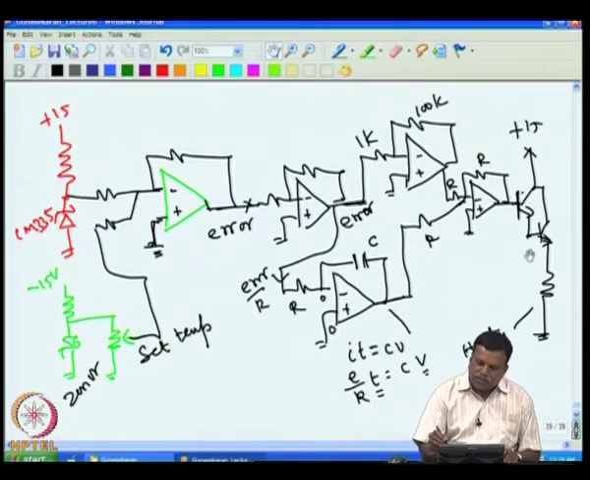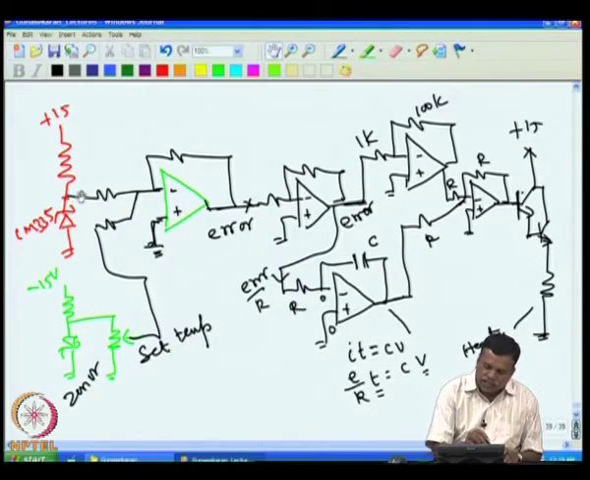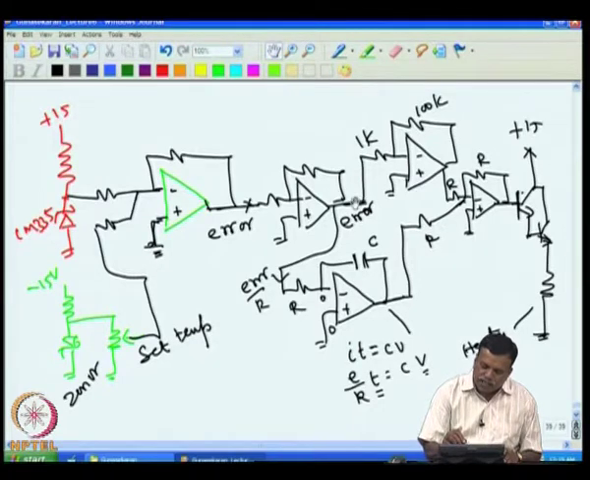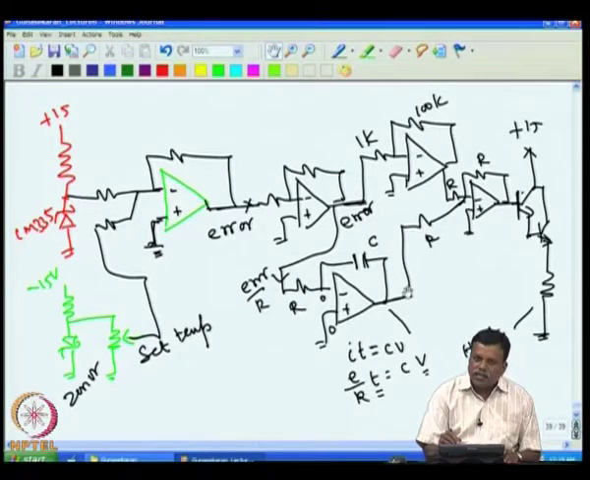Suppose you may ask what happens if the temperature had gone higher than the set value. If the temperature goes higher than the set value, the error becomes minus, then the minus makes the reverse current flow. That means the capacitor will discharge and the voltage will reduce, and this voltage also will reduce. Anyway, this minus actually becomes plus, and this plus again becomes minus. So, that again reduces this voltage.